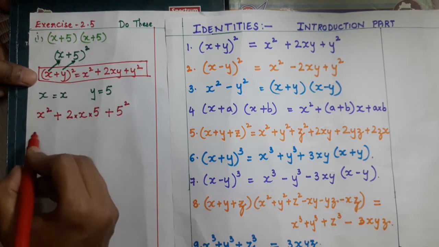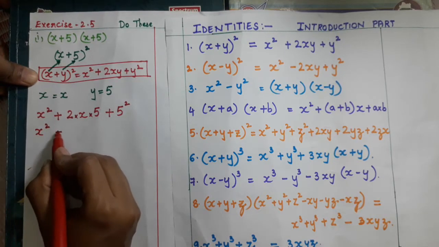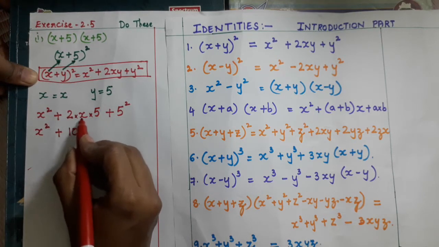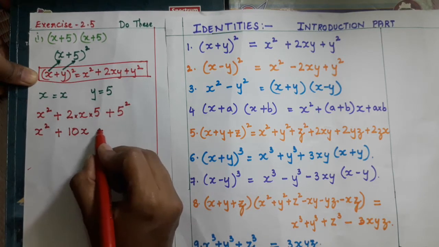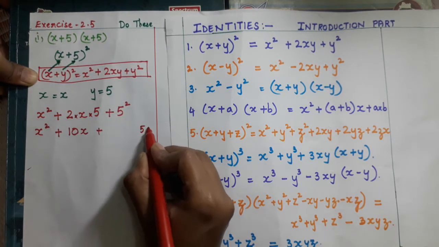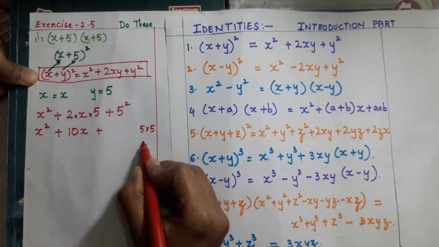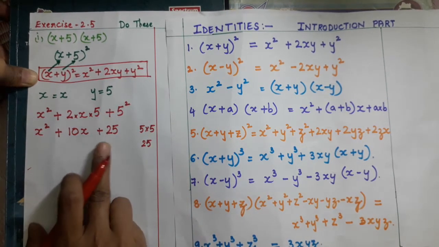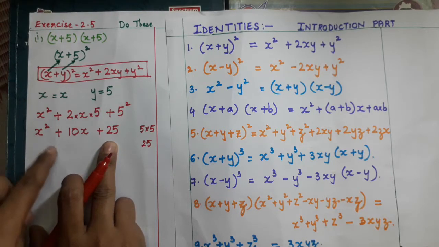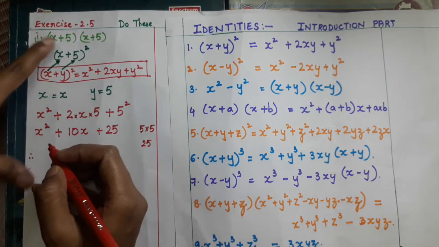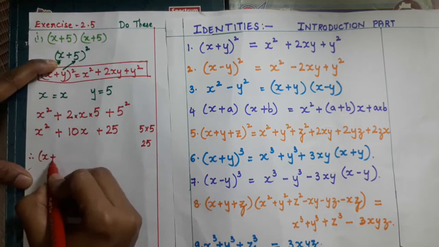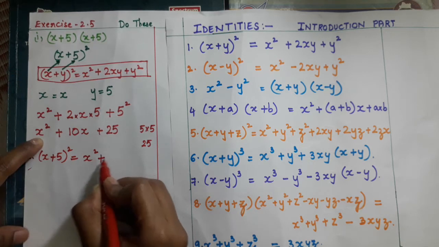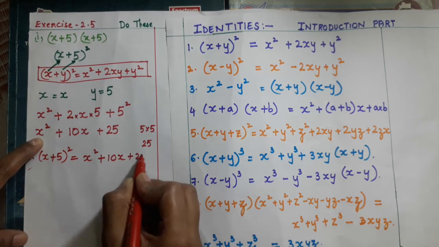Now x square as it is, plus 2 into 5, that is 2 fives are 10, into x is nothing but 10x, plus 5 square is nothing but 5 we have to write 2 times. 5 into 5 is 25. So we have to write 25. Now children, till here our answer is, so what is our answer? Therefore (x + 5) whole square is equal to x square plus 10x plus 25.